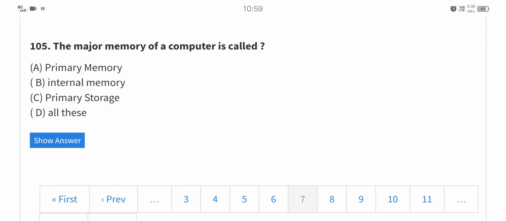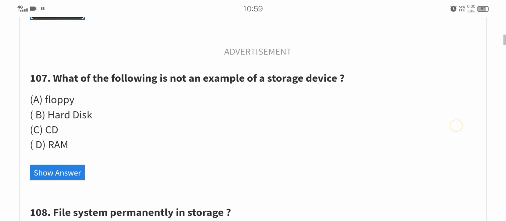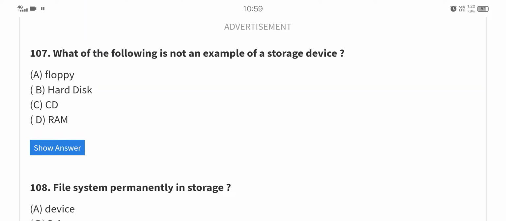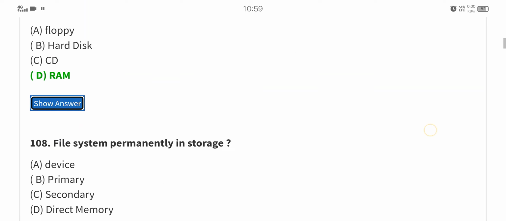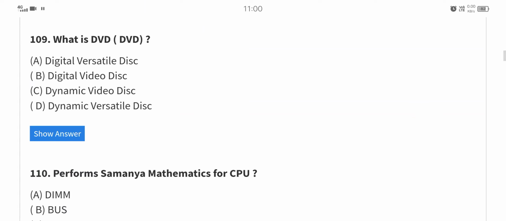The major memory of a computer is called primary memory, internal memory, or primary storage. What is the process of dividing the disk into tracks and sectors? Formatting. Which of the following is not an example of a storage device? RAM. A file system stores data permanently in secondary storage. What is DVD? Digital video disc.